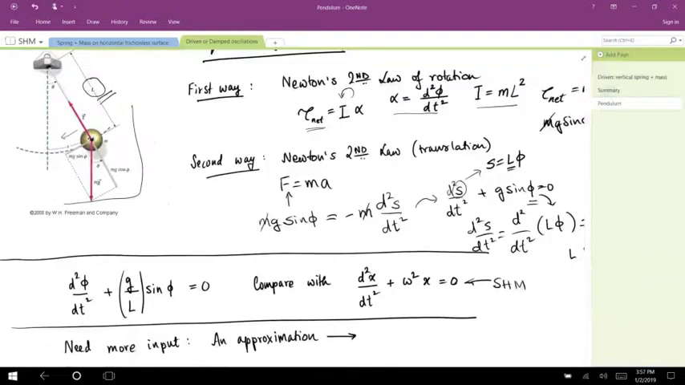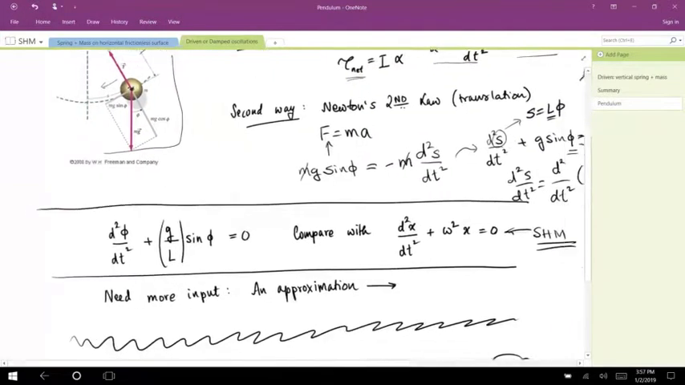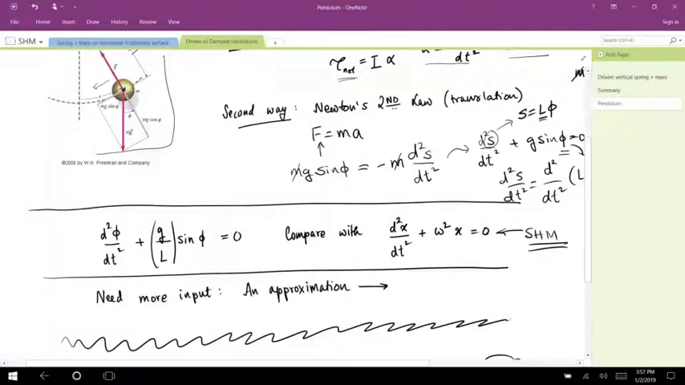So really our equation looks like d2x/dt2 + omega squared x = 0. That's the SHM equation of motion. If I compare that with the equation that we have so far, it is d2phi/dt2 + g/L sine phi = 0.